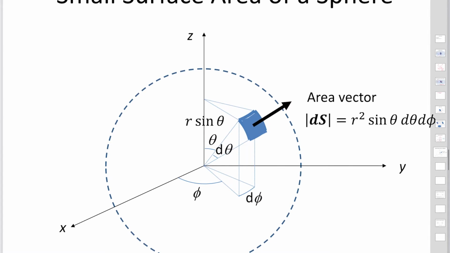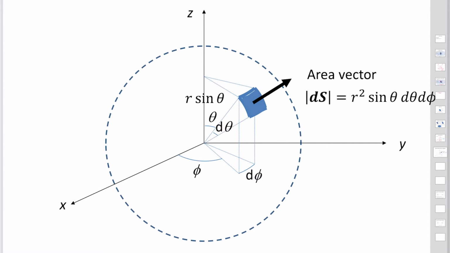Then we would like to consider a small surface area of a sphere. The radius of the sphere we consider as R. Then I'd like to explain the coordinates. In the Cartesian coordinate system, we use the x, y, z coordinates. In the spherical coordinate system, to express positions in three-dimensional space, instead of x, y, z, we use r.